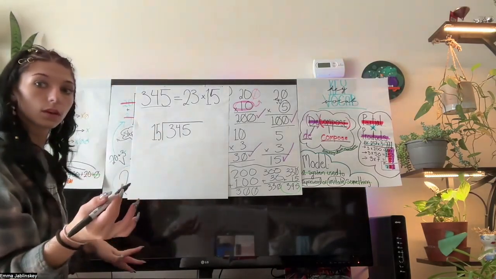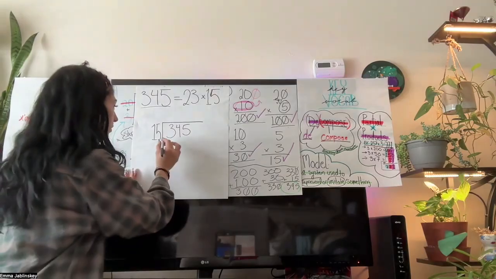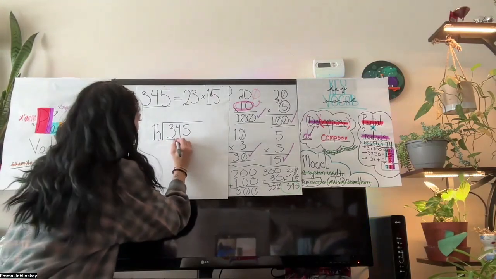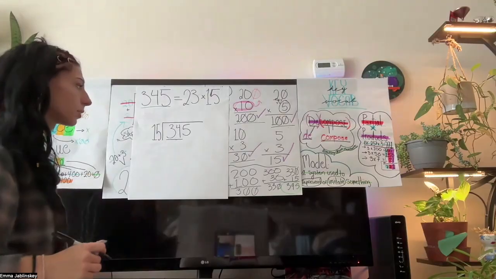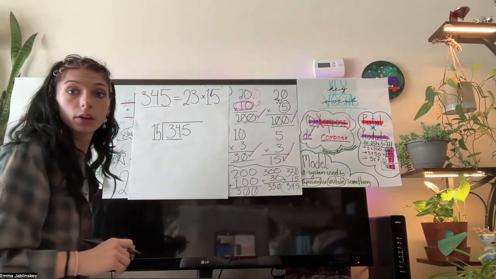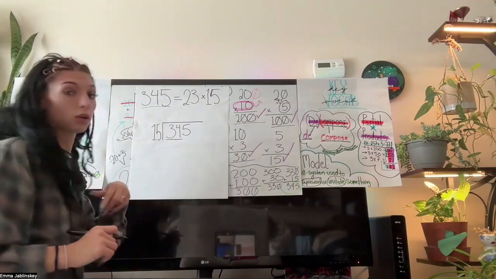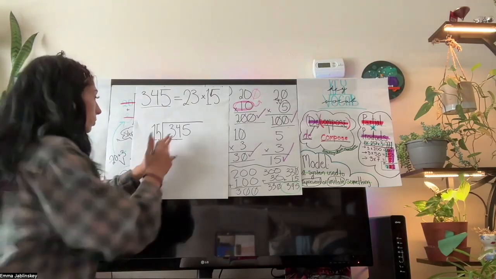15, we're just going to divide. 15 doesn't go into 3 because it's too small. But it does go into 34 because 15 plus 15 is 30. If you add another 15 to 30, though, it's definitely going to be higher than 34. So we know that this only goes into it 2 times.